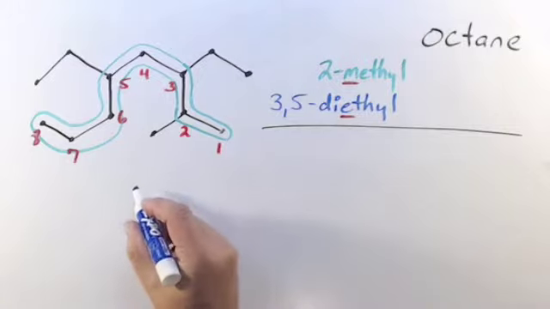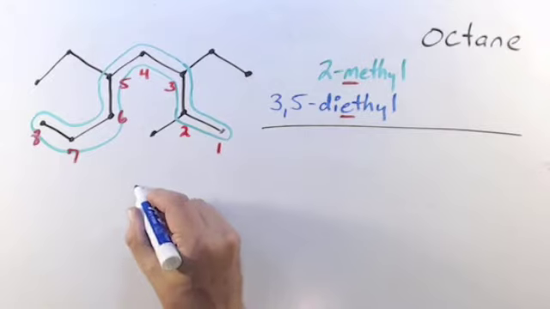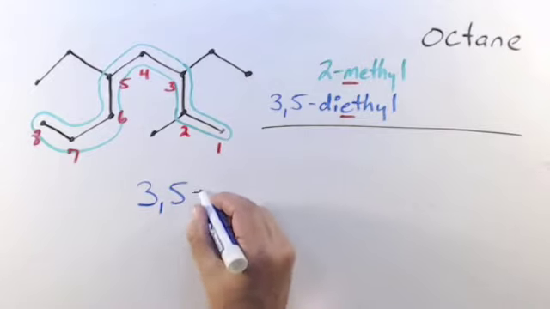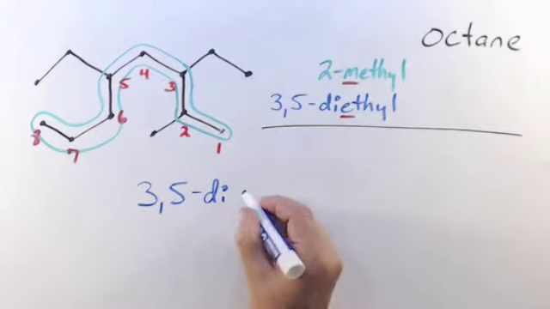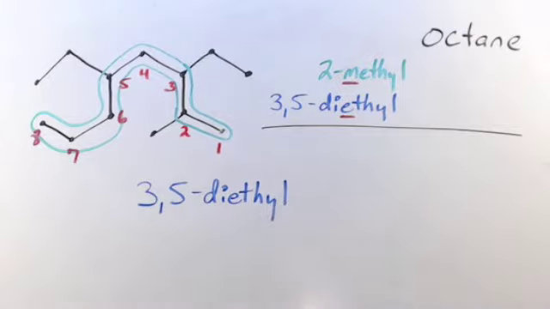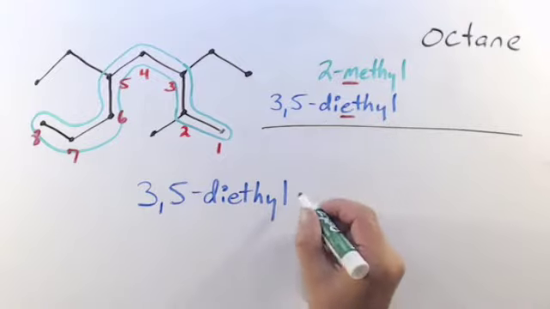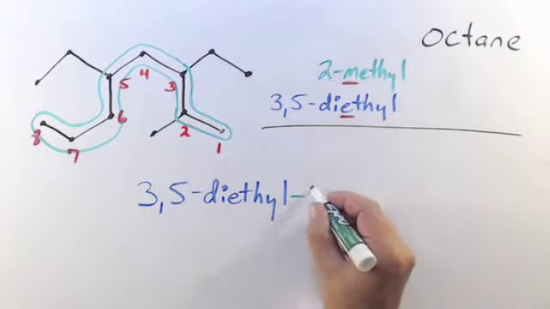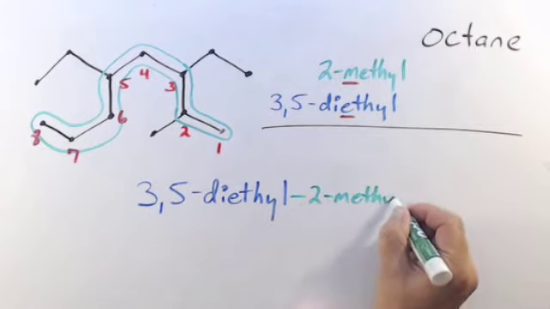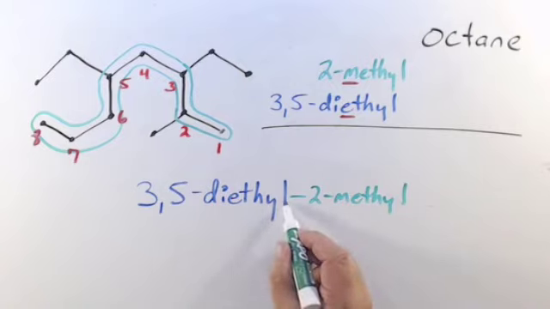So let's go ahead and write the name of this molecule now. It's going to be 3,5-diethyl. And then I list the methyl group. Now, since the first part of it is the number 2 where the methyl group is, I have to put a hyphen and a 2-methyl. Again, I separate that letter and that number by a hyphen.